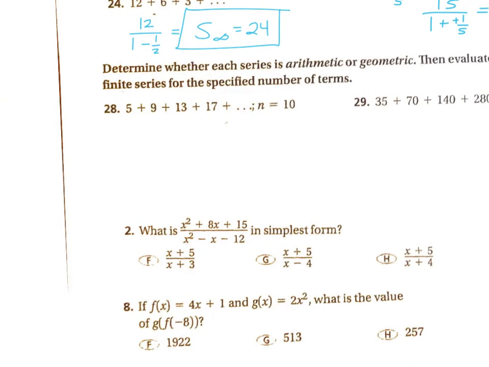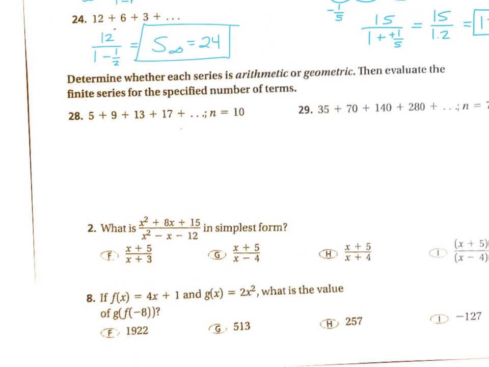28. Arithmetic or geometric, and then evaluate the finite series for the specified number of terms. So we are going to start by taking a look here, right? What are we doing to get to the next term? Each one of these is plus 4. So if it's plus 4, that means it's arithmetic. Okay, so that's the first part of our answer.